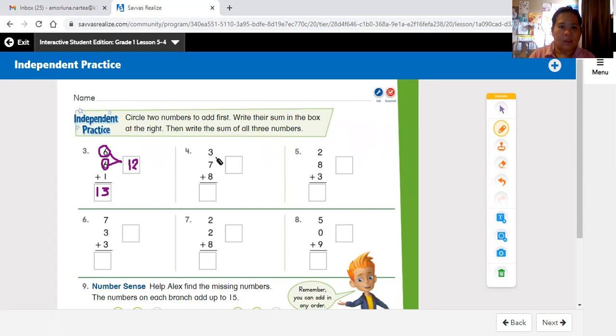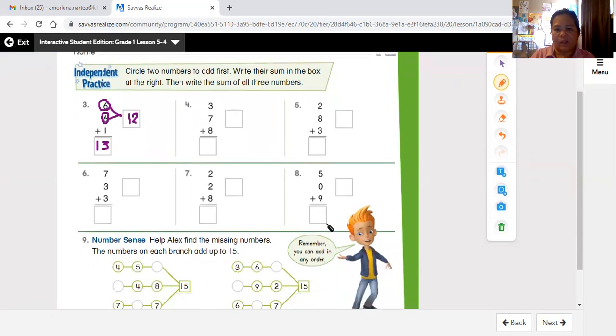So I challenge you to answer it by yourself. Number 4, which is 3 plus 7 plus 8. So it's up to you which 2 numbers you are going to add first and write it on the box, and add 1 number that is left and write the answers of 3 addends. Number 5, 2 plus 8 plus 3 equals. Number 6, 7 plus 3 plus 3. Again, circle 2 numbers first, then write it in the box, and add 1 number that is left to write the answer of 3 numbers. Number 7, 2 plus 2 plus 8 equals blank. And the last one is 5 plus 0 plus 9 equals blank.